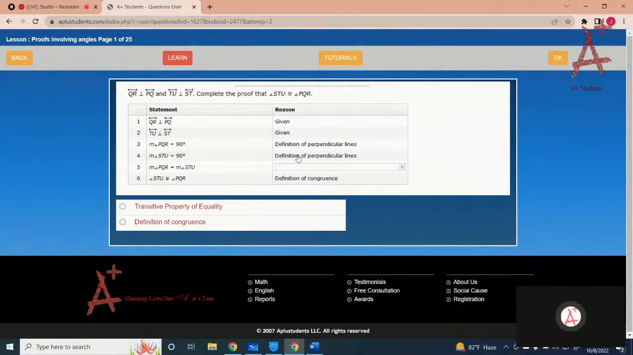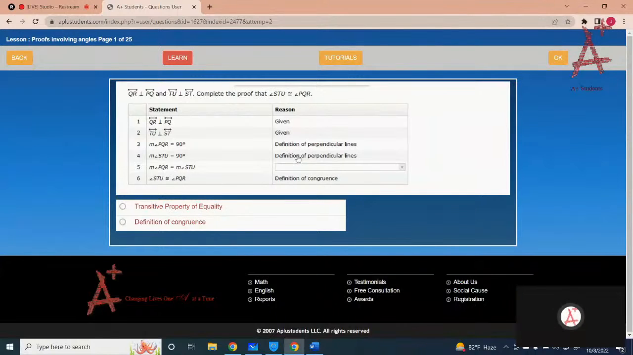Got it? So QR is perpendicular to PQ, that is given, and TU is perpendicular to ST, that is also given. We know that because they are perpendicular, they make 90-degree angles. So the measurement of angle PQR is 90 and the measurement of angle STU is 90. Both of them are equal to 90.